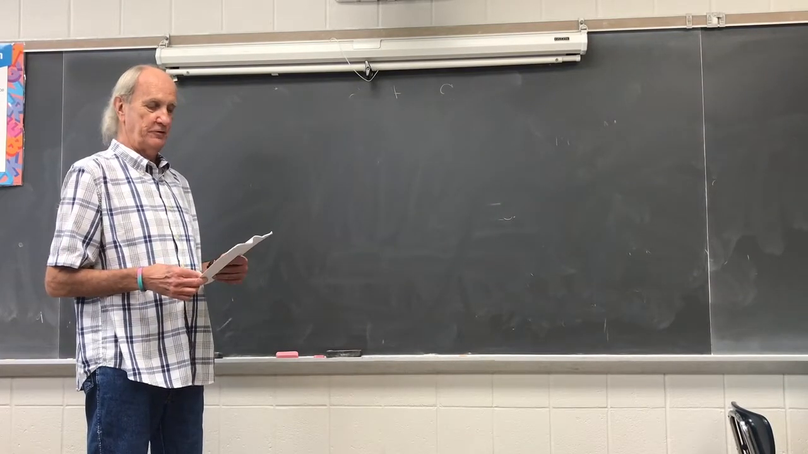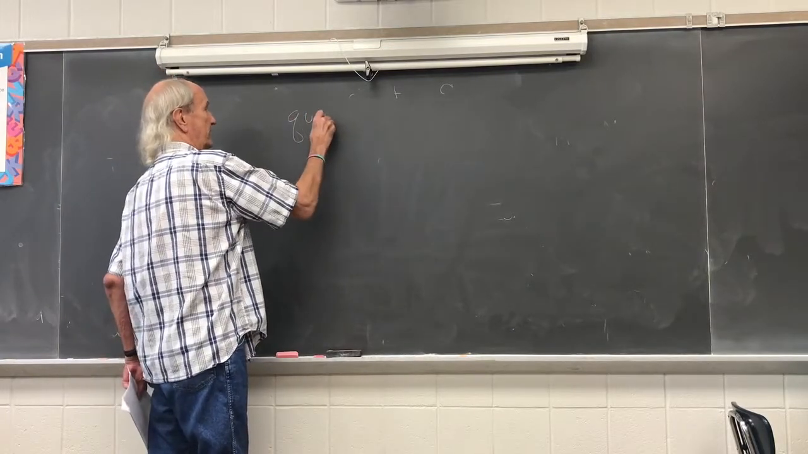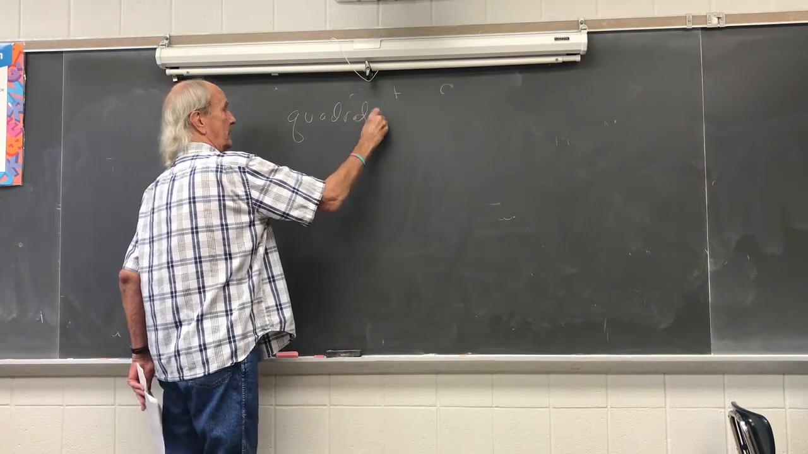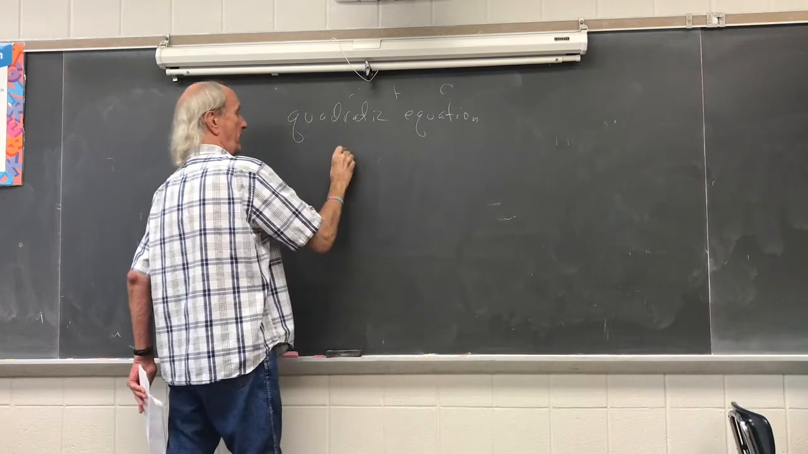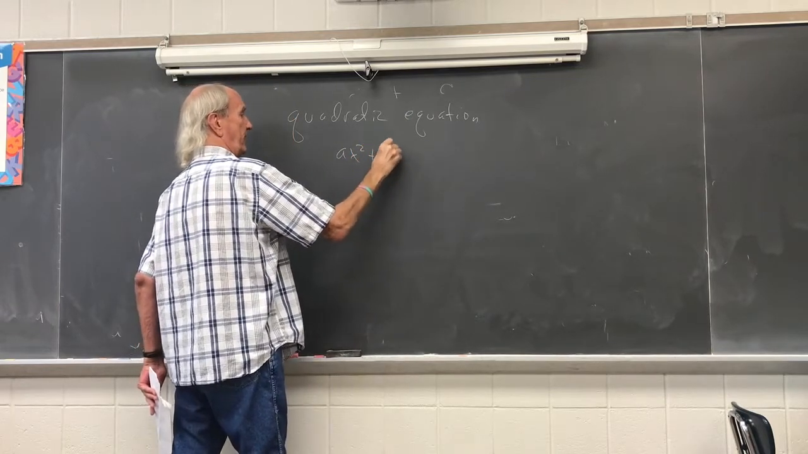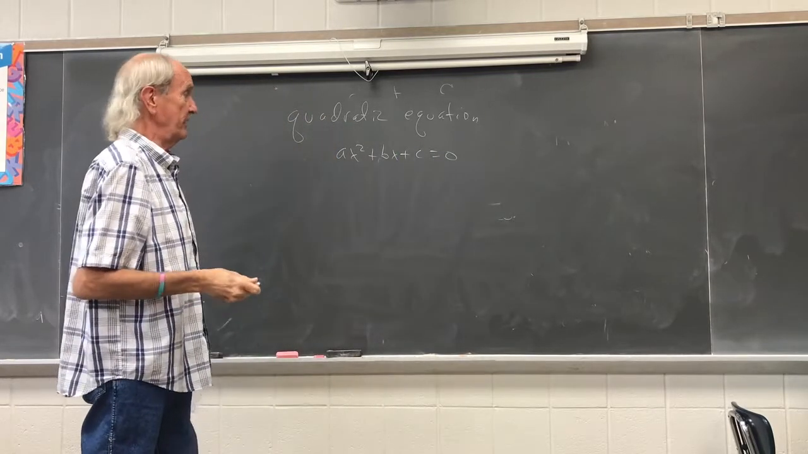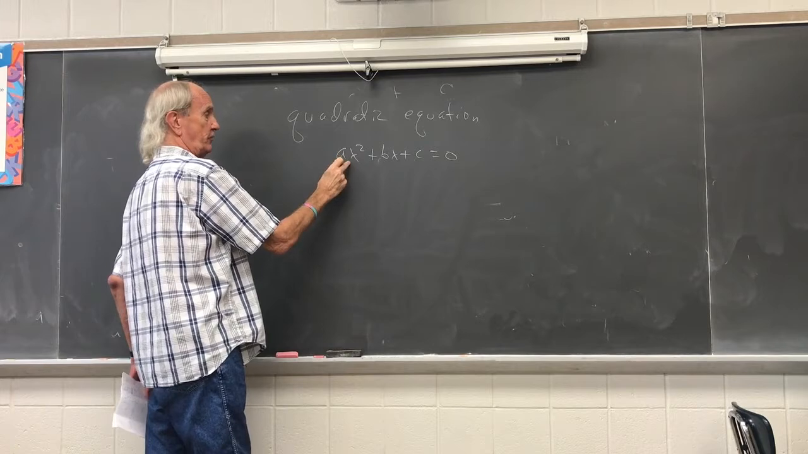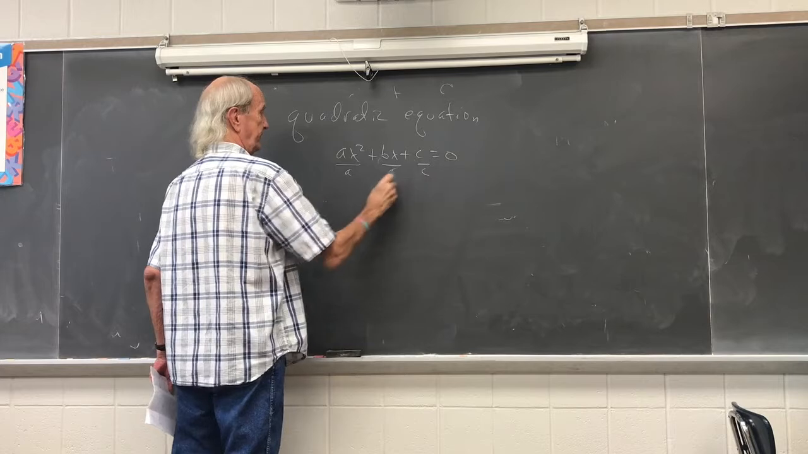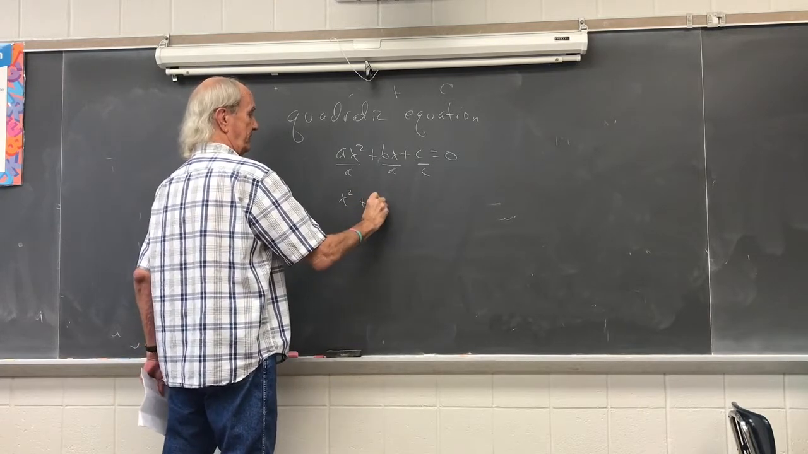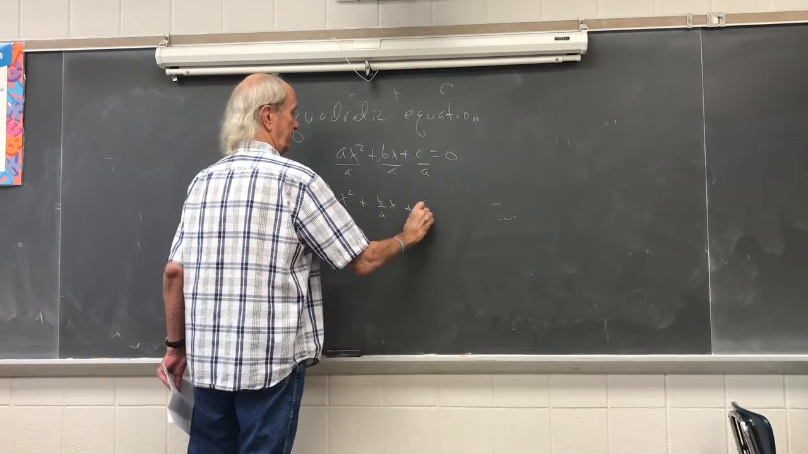We're going to review completing the square. First of all, a quadratic equation is of the form ax squared plus bx plus c equals 0. In order to complete the square, you need the numerical coefficient of the square term to be 1. So we're going to divide everything by a. So we have x squared plus b over a x plus c over a.